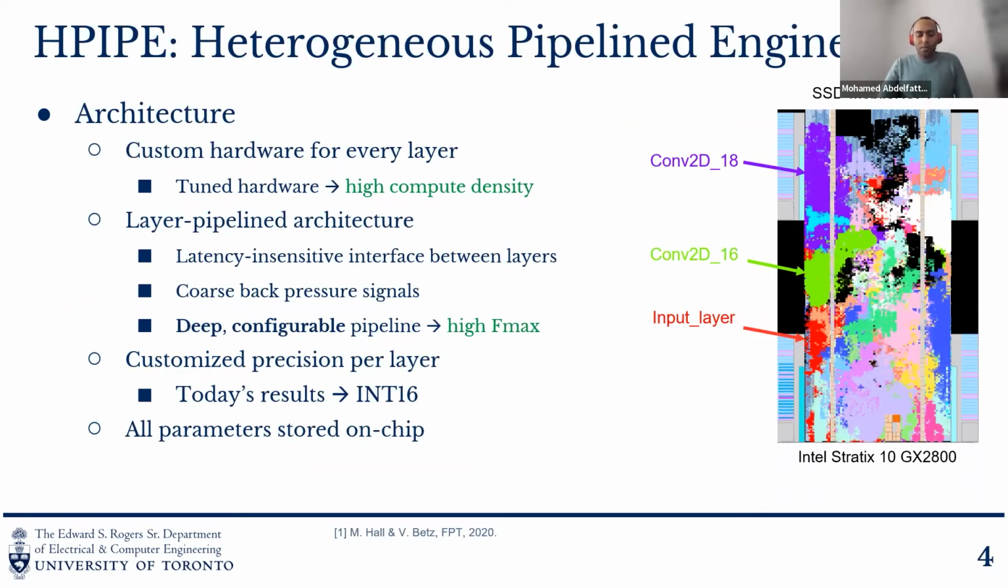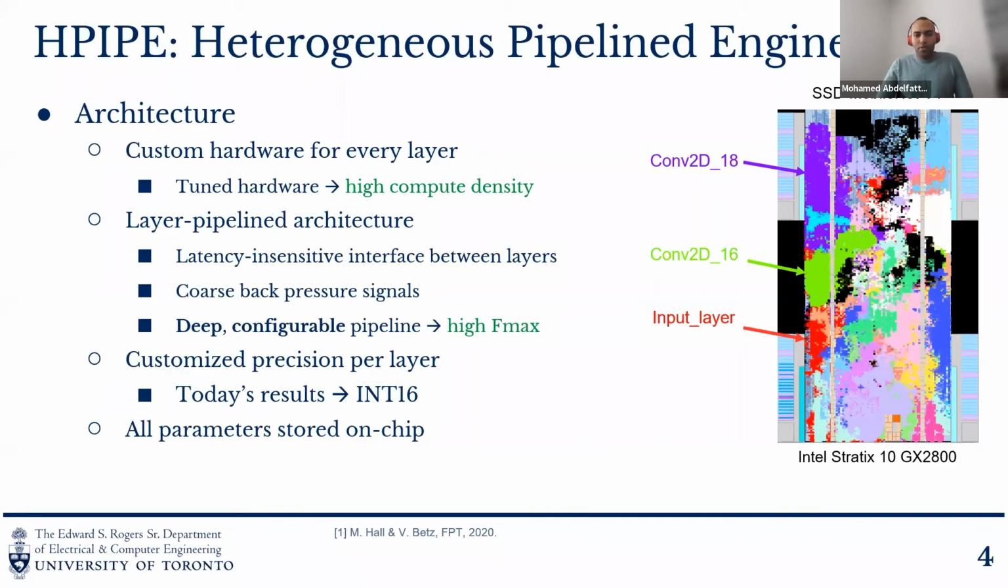So this takes us to today's topic, which is Hpipe. Hpipe was developed at the University of Toronto by a former student called Matthew Hall. And ever since, we have been extending and enhancing it. So let's give an overview of Hpipe. Let's first focus on the architecture.